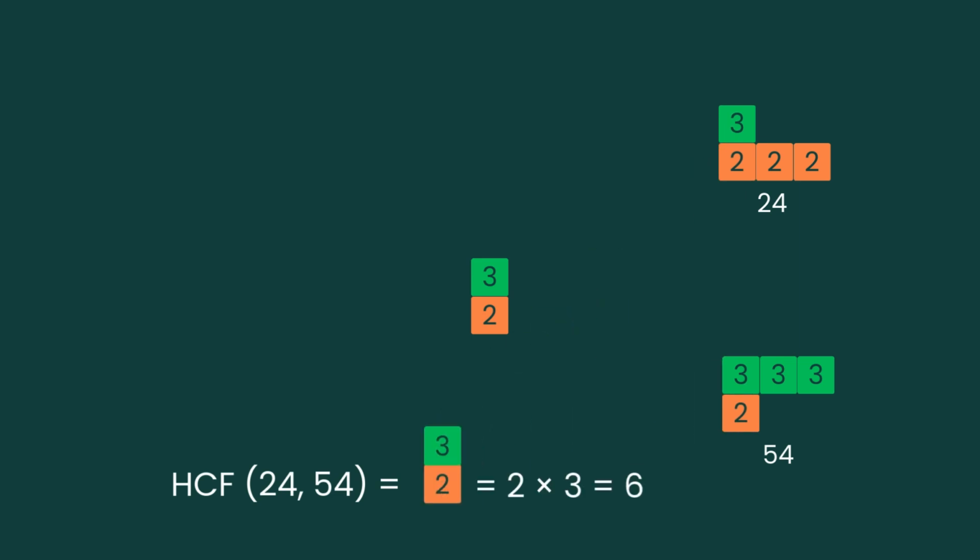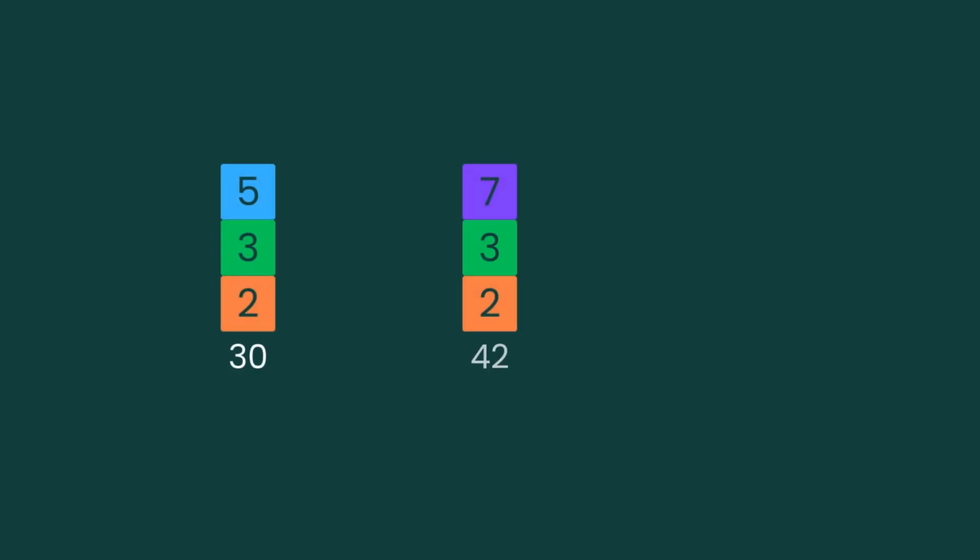Let's see what happens when we compare the number buildings of three numbers, 30, 42, and 105. 30 is built with the cards of 2, 3, and 5. 42 is built with the cards of 2, 3, and 7. 105 is built with the cards of 3, 5, and 7. Notice how each of these numbers is built from a combination of prime cards. Can you spot any common prime cards among these three buildings?